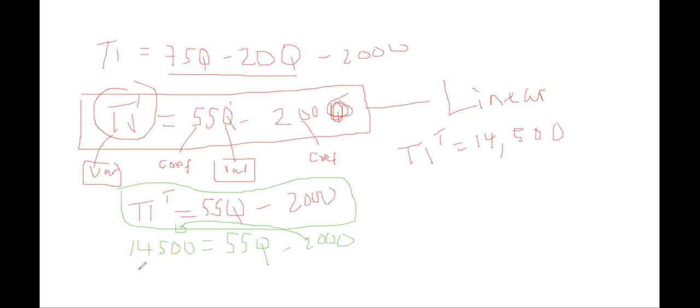So we will say that 14,500 plus 2,000 equals 55Q.